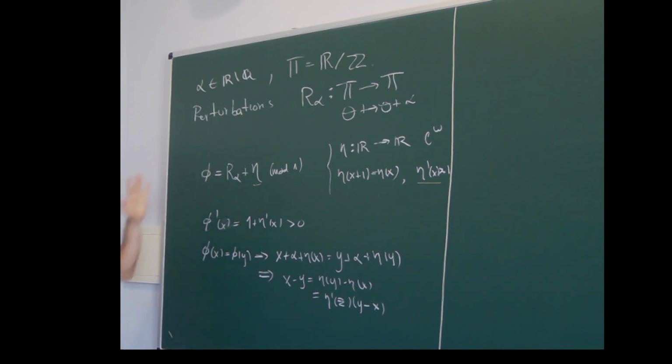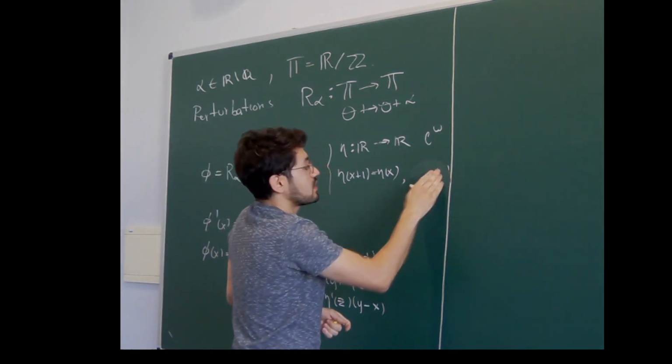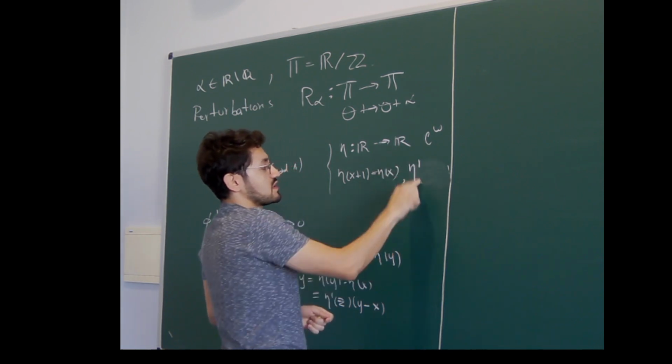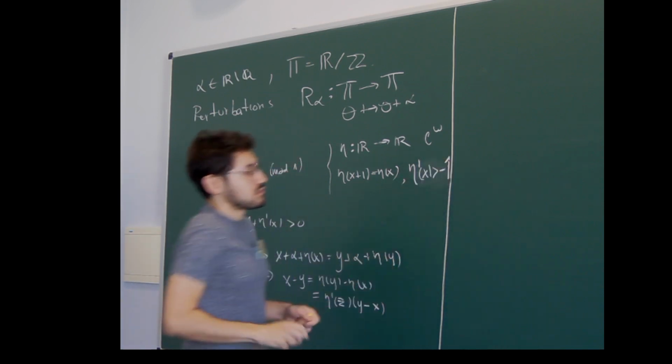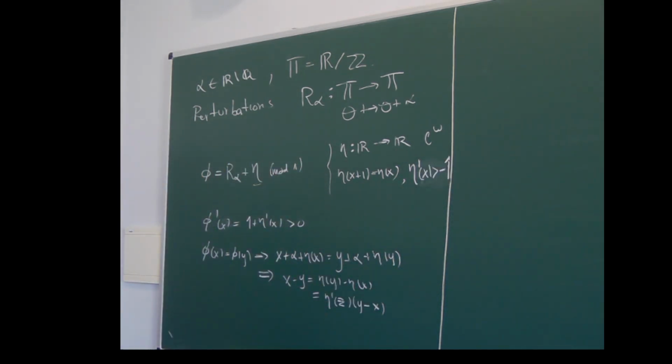So like this, I could treat my analytic perturbations, yes? What is the condition about the derivative of eta? Sorry, here it is eta prime of x bigger than -1. Okay. But as before, I will work with analytic functions.